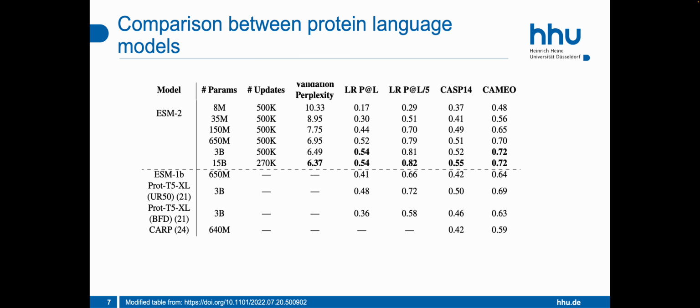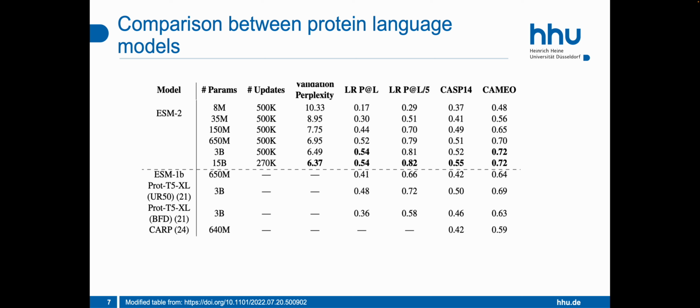And finally, we see here a table comparing the models that we have discussed for different prediction tasks. The perplexity states how well the models perform for the masked language modeling task that is used for model training. The tasks denoted by LR show how well long-range contacts between residues can be inferred from the attention maps. And CASP and CAMEO refer to tasks that use the learned representations for protein structure prediction.